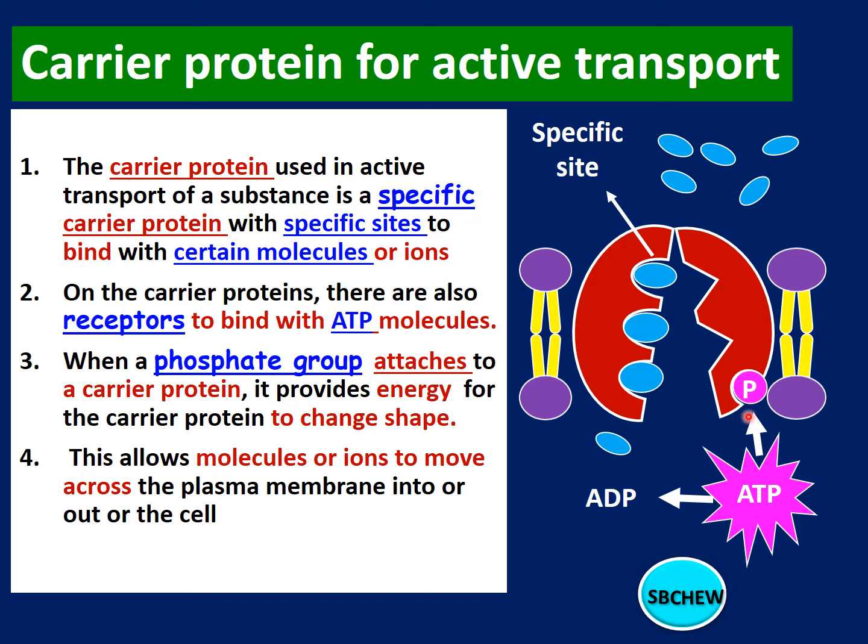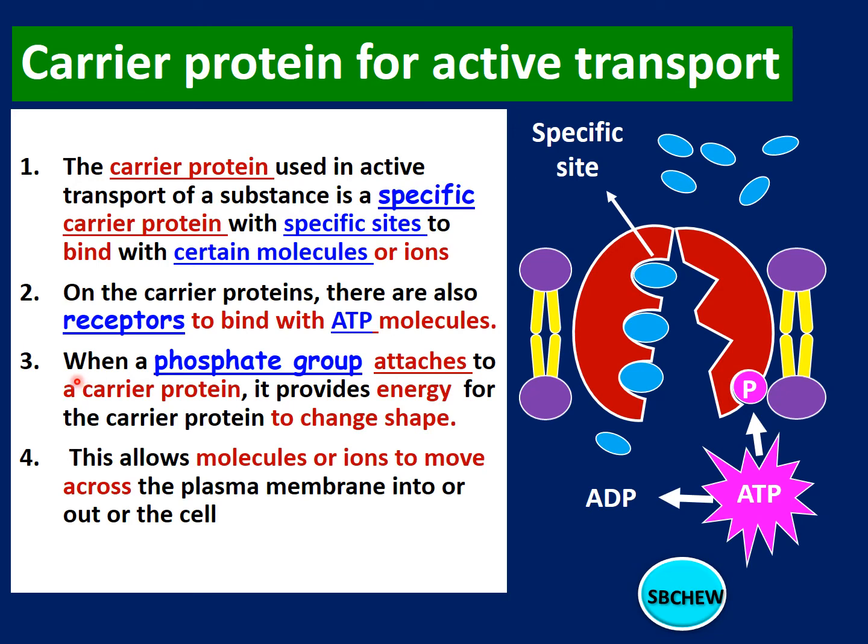Then on the carrier protein, we can see receptors here that allow the ATP to bind to it, the phosphate group especially, after ATP has broken down or split. The phosphate group will bind to the carrier protein at this receptor here.